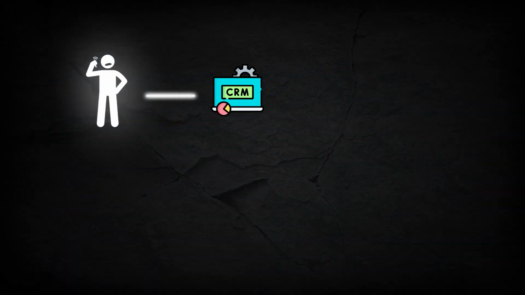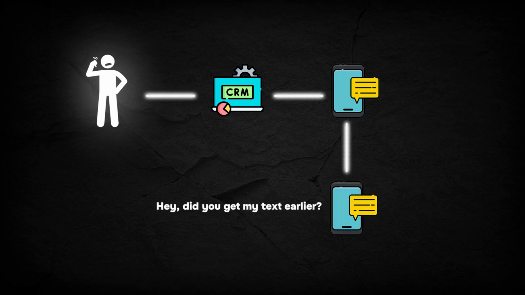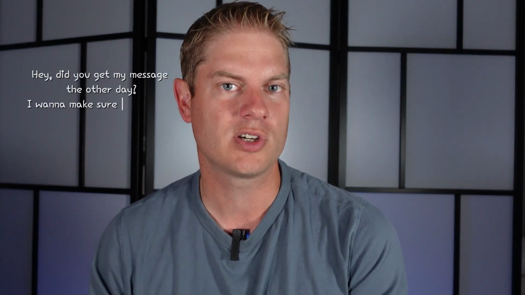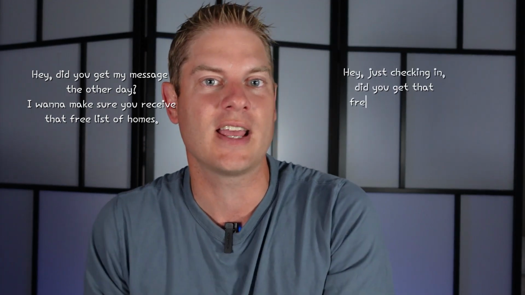So you need to have that automation again where they're coming into your CRM, it sends them that text, but then maybe a few hours later sends another text. Hey, did you get my text earlier? And then 24 hours later, another text. 24 hours later, another text. And it keeps asking them very similar questions like, hey, did you get my message the other day? I want to make sure you received that free list of homes. Or a day later, hey, just checking in. Did you get that free list of homes?